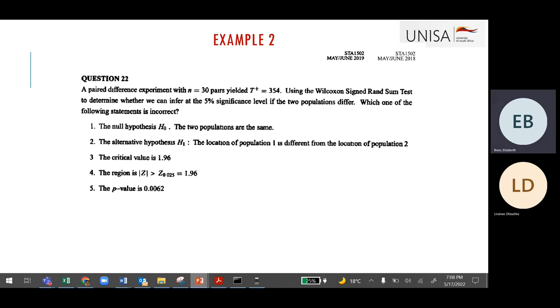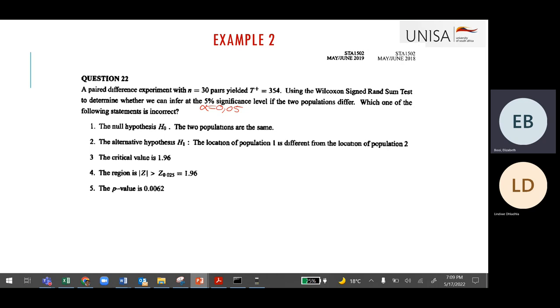So now let's go back to our statement so that I can understand exactly what is given. A paired difference experiment with N of 30. So they have given us the sample size of 30, yielded a positive sum of ranks of 349. And we know that we're doing a signed rank sum test, and we need to determine it at alpha of 0.05. So we need to test whether the two populations differ.